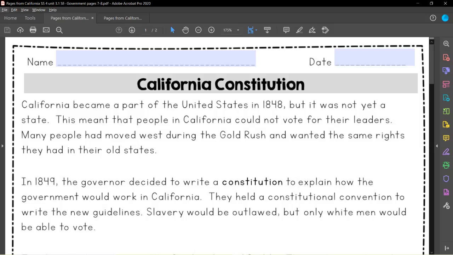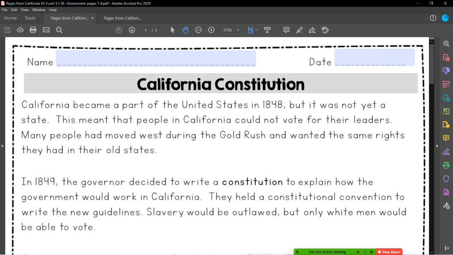Many of them had moved out west when we were studying the gold rush, when everyone came over because they heard about the gold and they wanted to try and find gold and get rich. So a lot of people moved west during the gold rush and they wanted to have the same rights that they had in their old states. They didn't think it was fair not to. So in 1849, the governor decided to write a constitution to explain how the government would work in California.